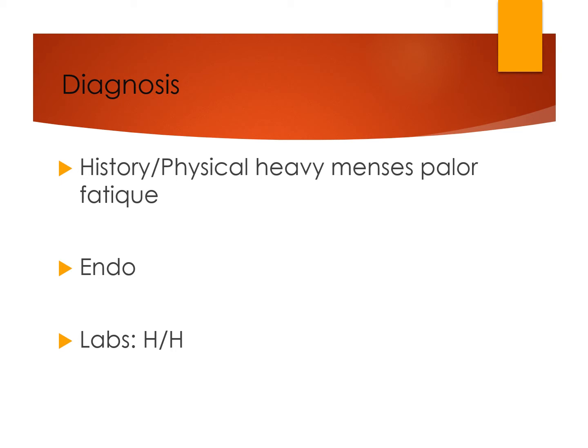Understanding that the hemoglobin is the protein contained in the red blood cells that is responsible for the delivery of oxygen, and the hematocrit is the measure of the volume of red blood cells compared to the total volume, the total blood volume. And the hematocrit is given in a percentage.